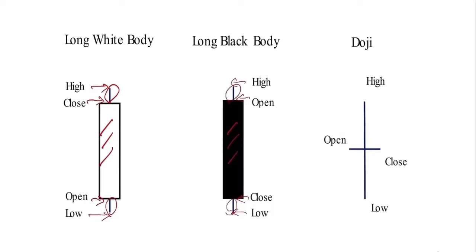And finally, we see doji. For a doji, there is no body, only shadows. Doji is a neutral pattern. It signifies indecision between the bulls and bears of the market. It forms when a market's close and open prices are almost the same.